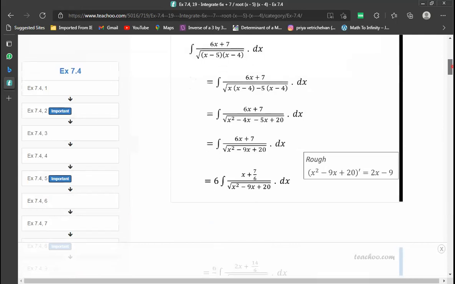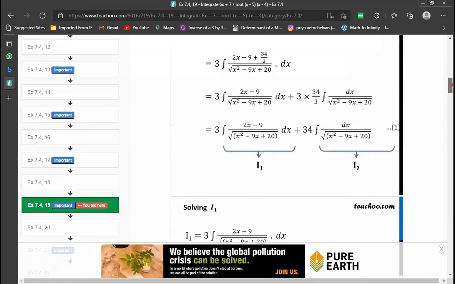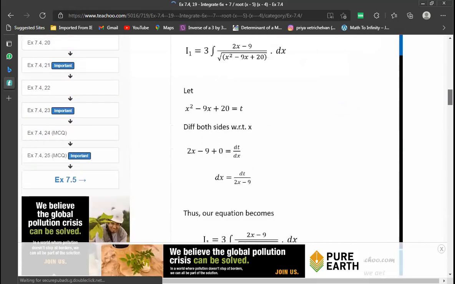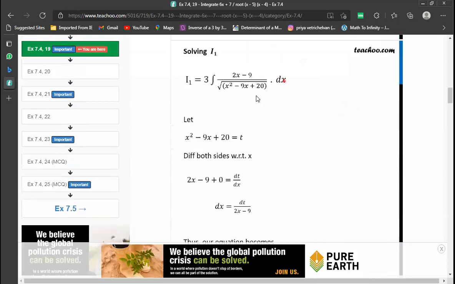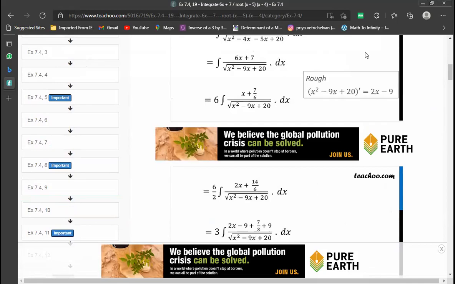This is also the same kind of question. The rest of the problems are also the same. You will be using the completion of the square only.